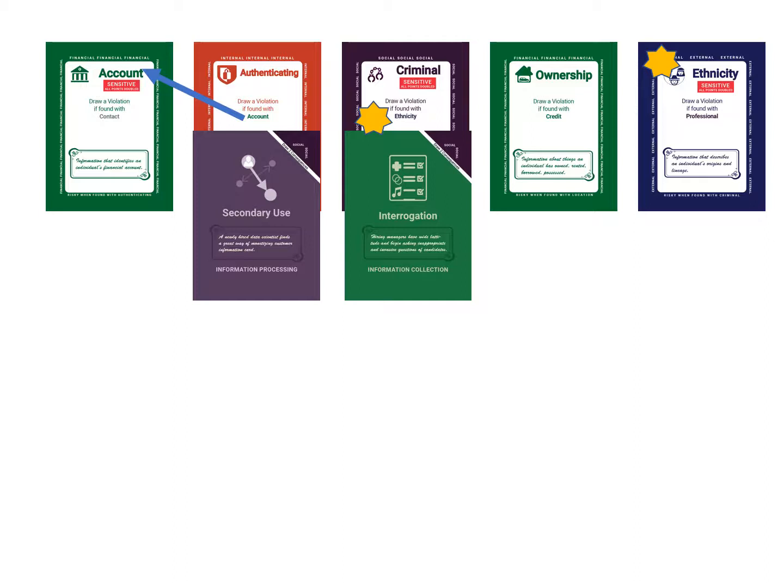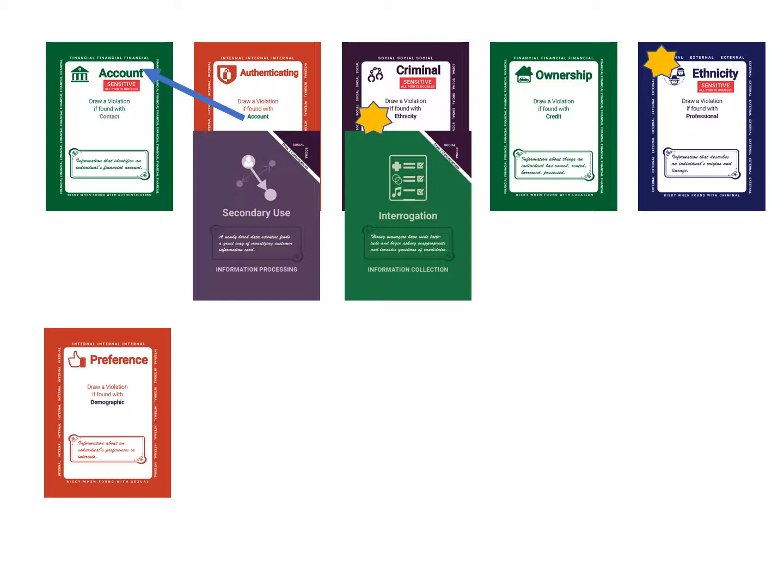You notice that the interrogation violation says double the consequences when found with any social information card, of which criminal information belongs. You can think of it like this. Imagine a job candidate being asked or interrogated about their past arrests. Their answer or non-answer may result in them being denied a job, a greater consequence to them than any other potential privacy violations.